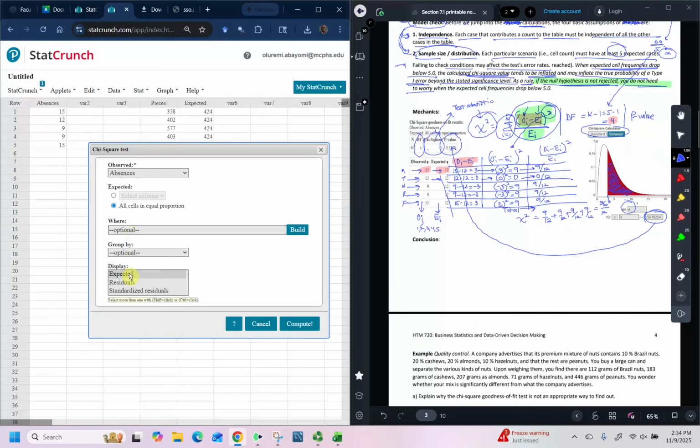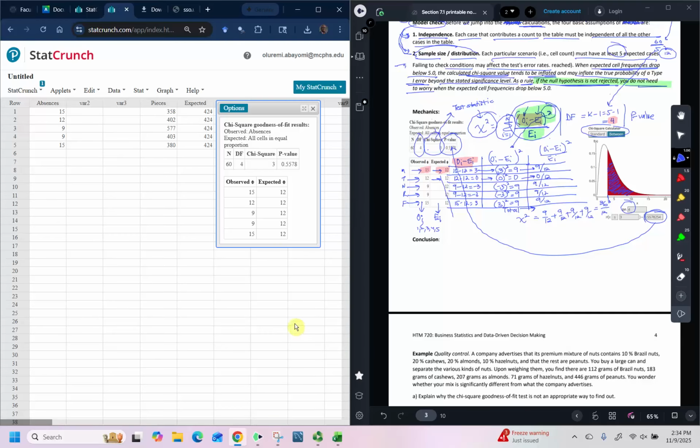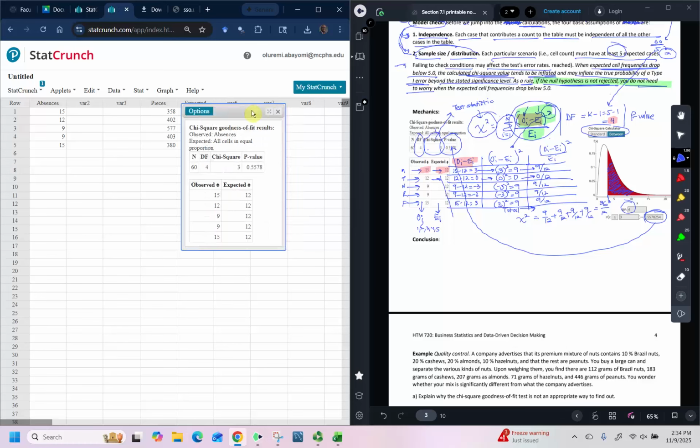And so another thing I would like to display is the expected value. And then click on compute. And then you have the results that I have pasted here. And you notice that you have the chi-square value and the p-value.